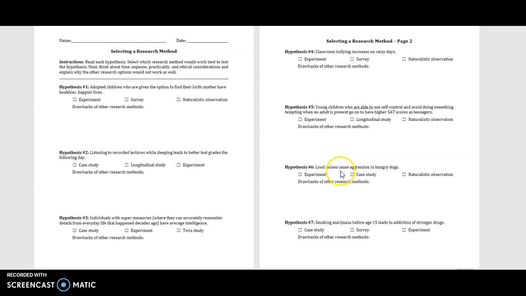Six, loud noises cause aggression in hungry dogs. Experiment, case study, naturalistic observation. And last one but not least, seven, smoking marijuana before age 15 leads to addiction of stronger drugs. Case study, survey, experiment.